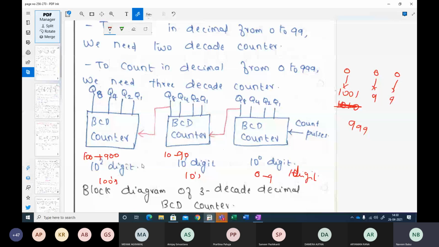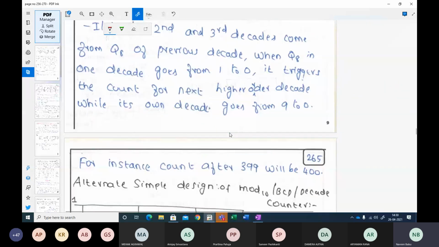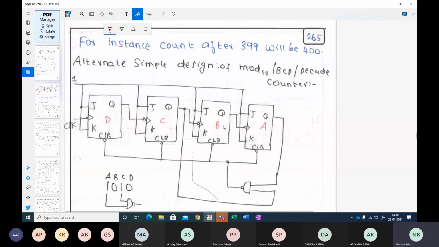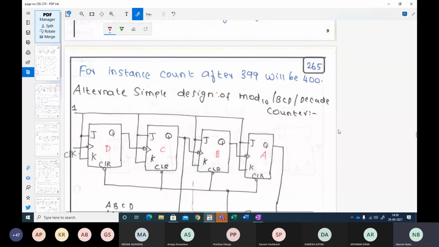I can count. Okay, so this is how we cascade the BCD counters. Let us take an alternate, there is a simple design also. Say for example, what if you want to count only till 399 instead of 400?